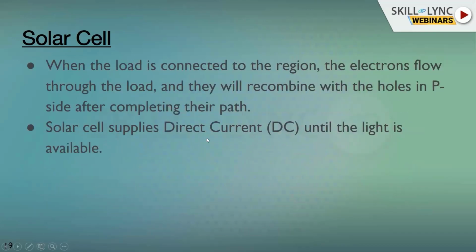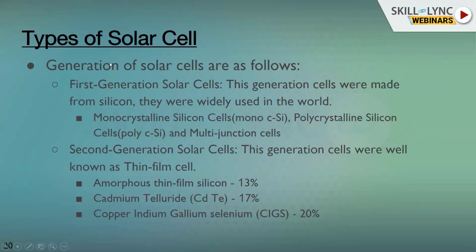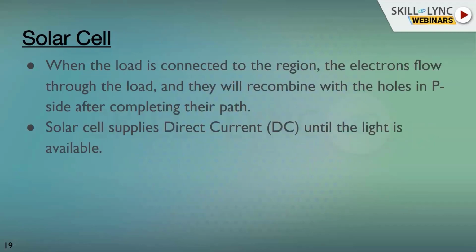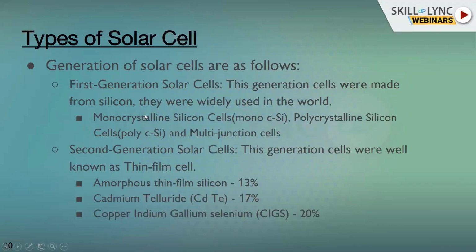It is basically direct current, because the holes in the p-type are positive and the electrons in the n-type are negative. So it provides direct current, and that direct current can be converted into AC through an inverter. That AC can be connected to home appliances like electrical bulbs, LED lights, and an iron box. So basically there are three generations of solar cells.